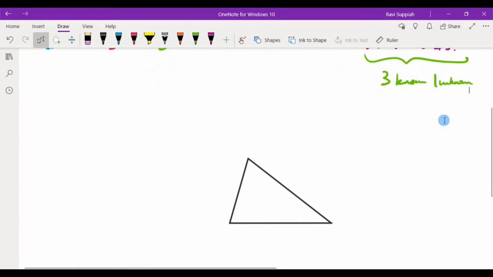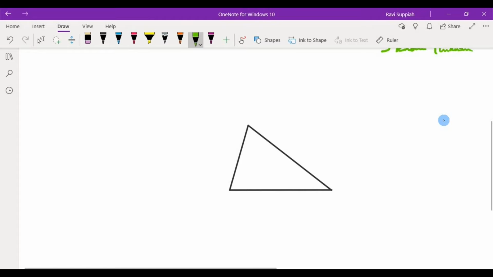So the cosine rule, how is it used? I'm going to do the same thing. I'm going to label the sides first, a, b and c, and you have three angles A, B and C over here. I'm going to label the sides opposite the angles. So opposite angle A is side a, opposite angle B is side b, and opposite angle C is side c.